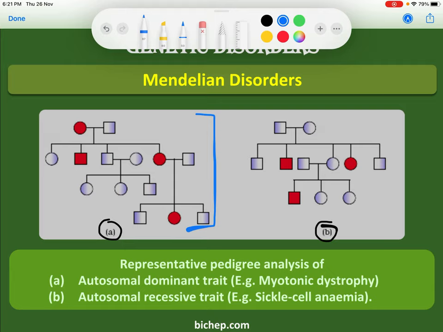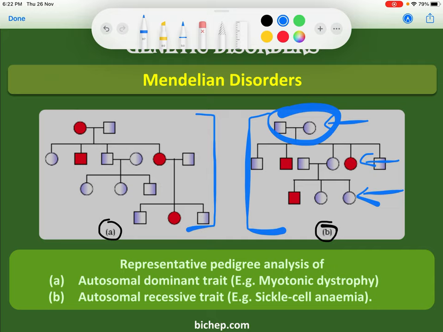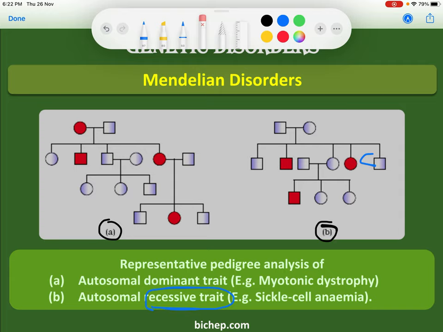And look here, the parental generation has no effect, but generations F1 and F2 have individuals with the trait. So one generation is skipped. Skipping of a generation means it is a recessive trait. So you are supposed to consider this first, and then consider whether it is autosomal or sex-linked. As we know, we have two types of chromosomes. One is autosomes, chromosome pairs 1 to 22, and the 23rd pair is the sex chromosome. Whether it is an autosomal trait or sex-linked is also easily observable.